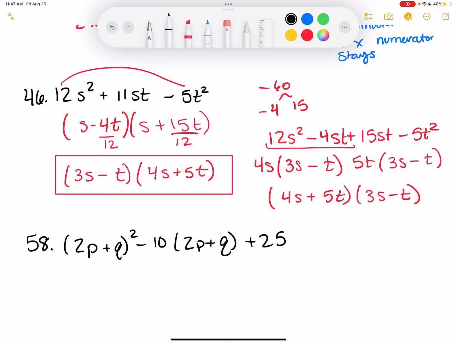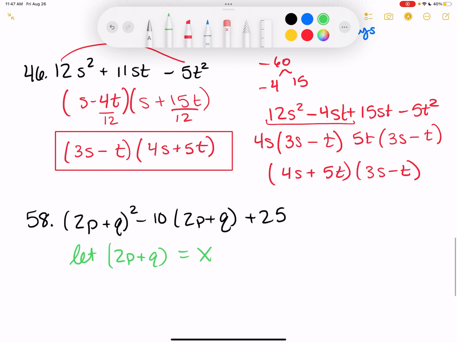I was so excited because I was like, I know how to do this one. We're going to replace the 2p plus q with x. So we're going to say let 2p plus q equal x. So anywhere we see a 2p plus q, we're going to replace that with x for the moment.